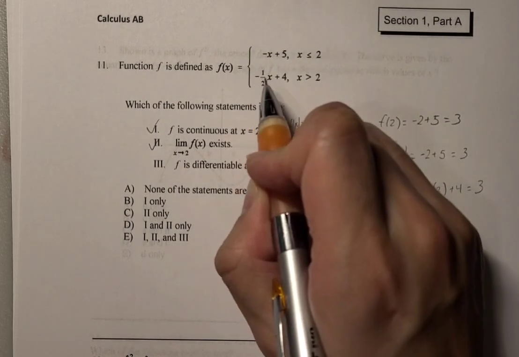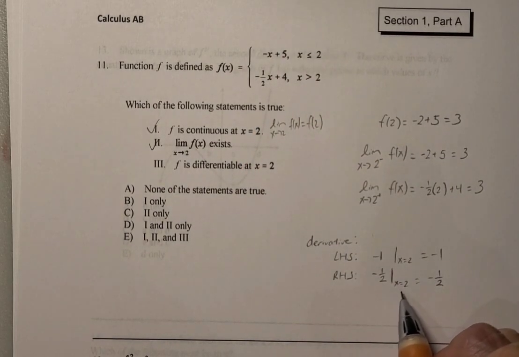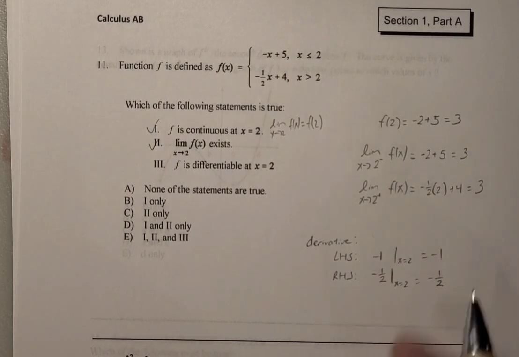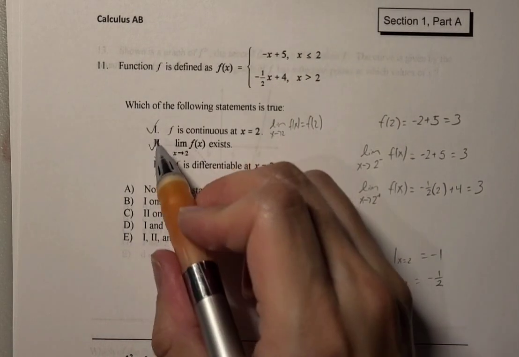And from the right-hand side, the derivative of this is negative half. Right? So we again evaluate at our point of interest. X is 2. It's a constant, so it's negative half. We see that the derivatives from the two sides are not the same, so the derivative does not exist. Okay, so it's 1 and 2 only.